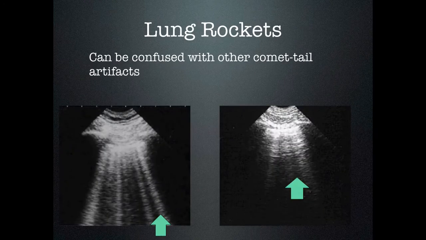There are other vertical lines that can be seen in thoracic ultrasound, and they can be confused with lung rockets or this comet tail artifact we've been talking about. For it to be a comet tail artifact, they must go all the way off the screen. If you get ill-defined vertical lines, as we see here in this image, that do not go off the screen, then it is not a comet tail artifact. And I cannot tell you the clinical entity that is associated with those lines.